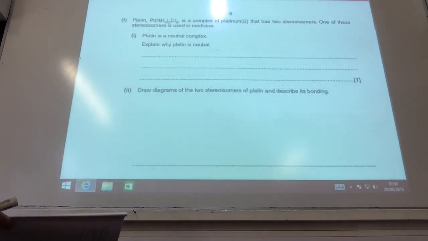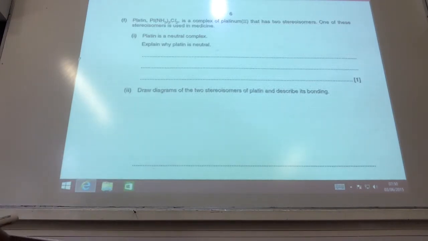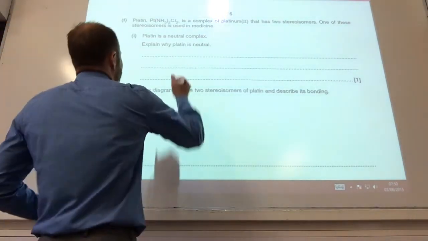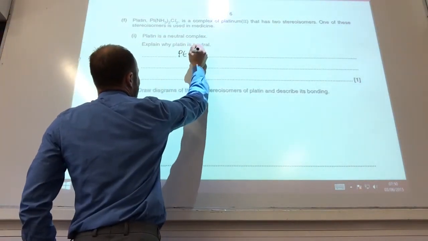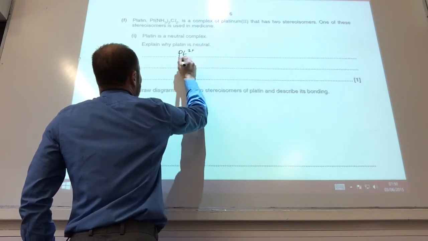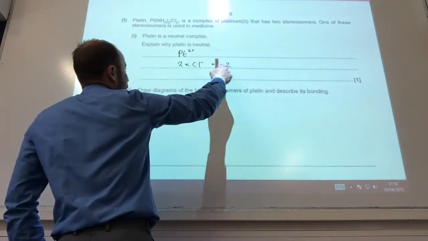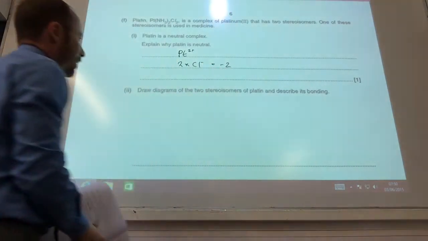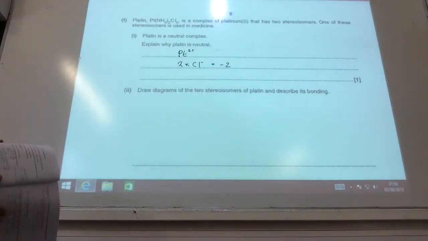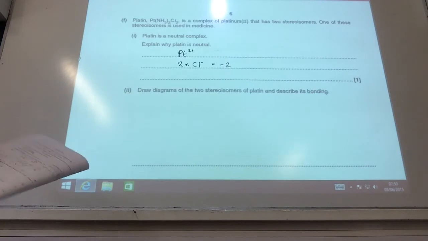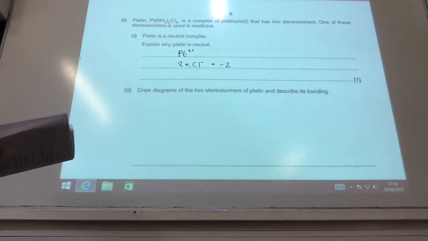Right, cisplatin, which you would have heard about. It is used in medicine. It's a neutral complex. Why is it neutral? Well, it's because platinum has got a charge of +2, and I've got 2 chloride ions, which gives me -2, and therefore they cancel each other out. Draw the diagrams of the stereoisomers.